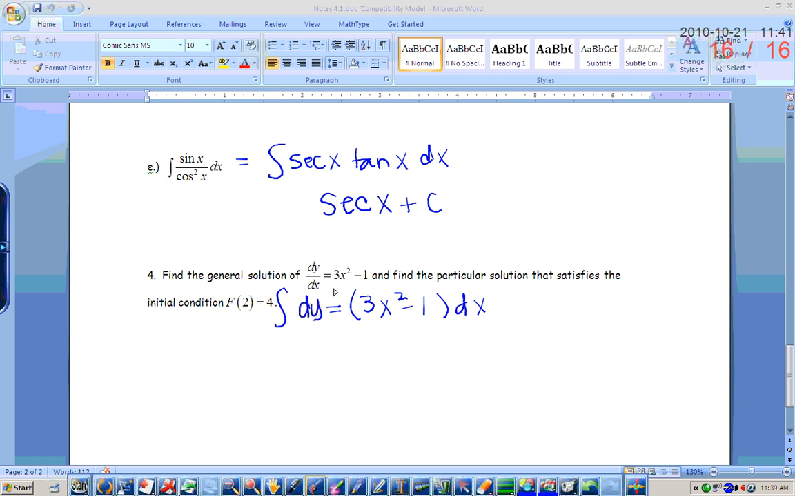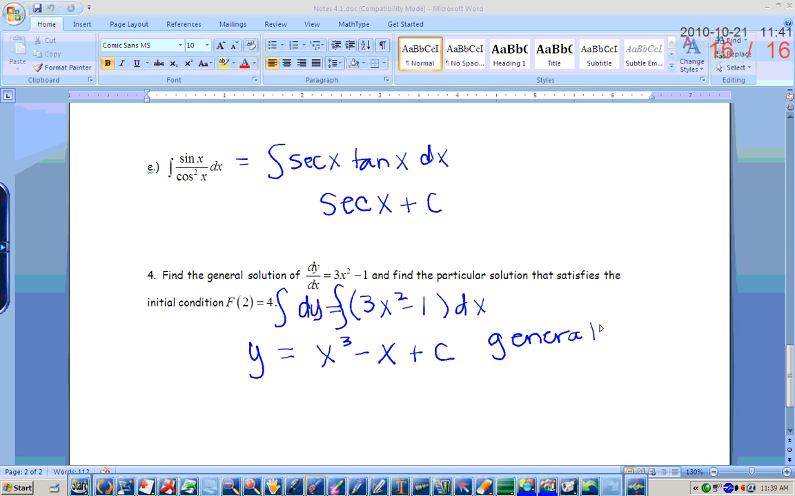Now I'm going to integrate both sides. The integral of dy is y. It's the integral of 3x squared, x cubed, minus, what's the integral of 1? x plus c. Okay, that is called the general solution because we've got that plus c in there.